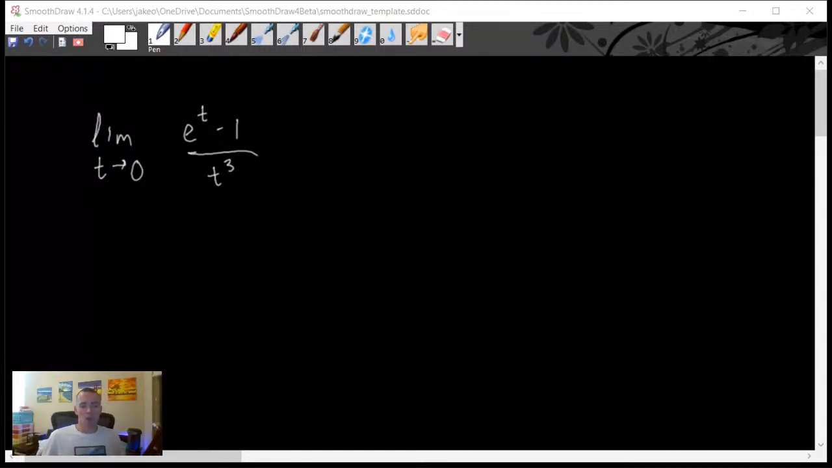So let's go ahead and jump on into this first example here. Like I said, we're going to start out with a L'Hôpital's Rule example first of all, and then we'll get into the optimization problems after that. So let me get this pulled up here. Okay.